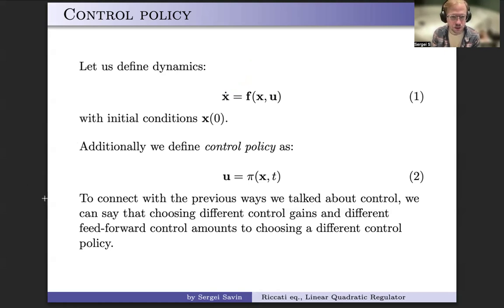Now, let us define this dynamics. And for this dynamics, we can describe a control policy, right? Control policy. That is a new term, control policy. And it is typically described in this way: u equals pi of x.